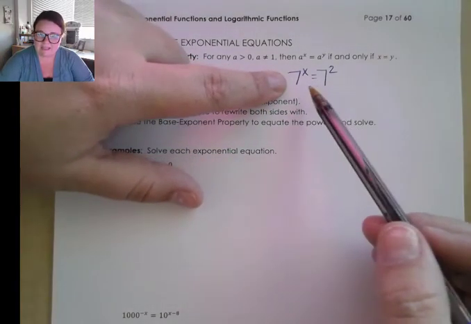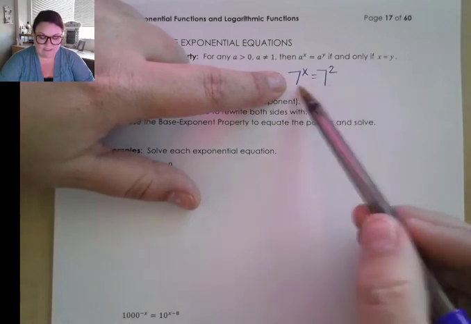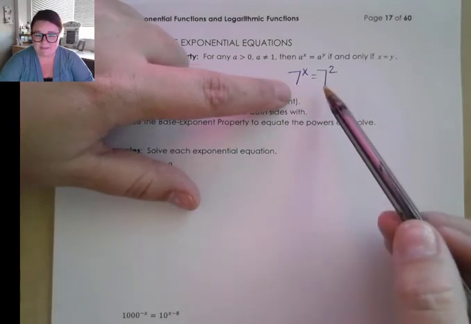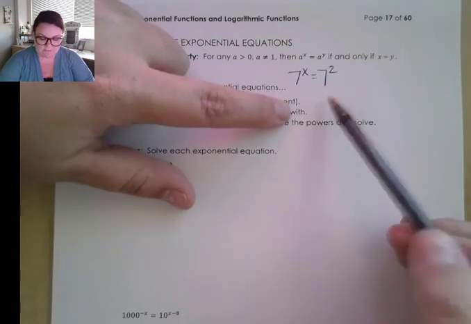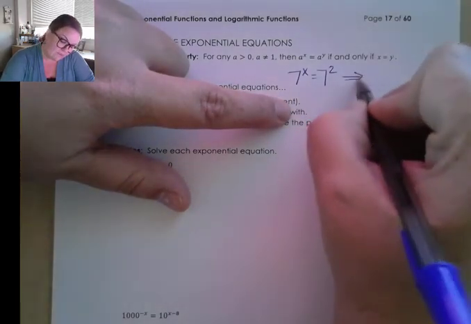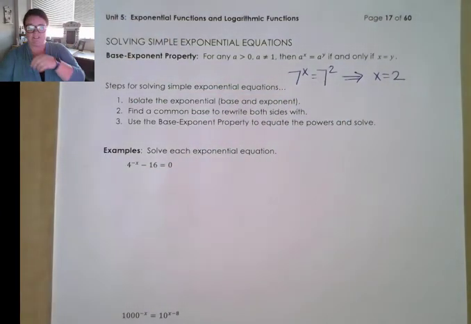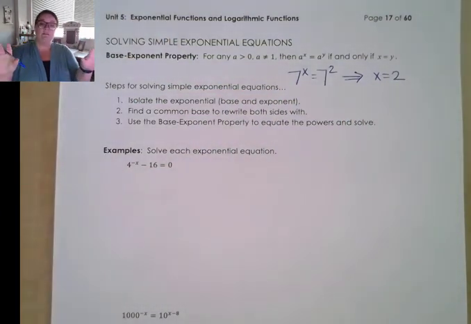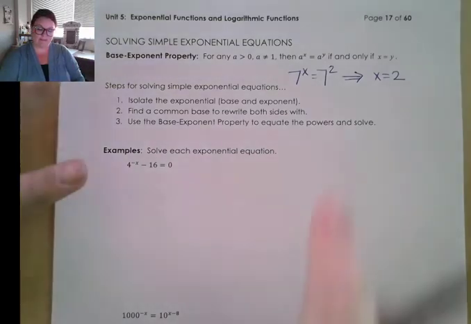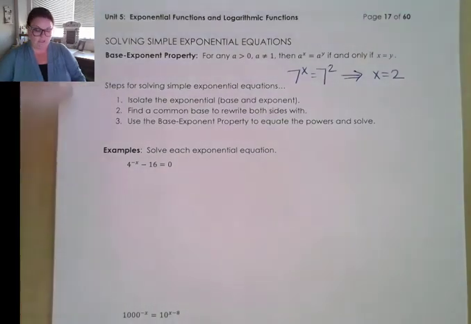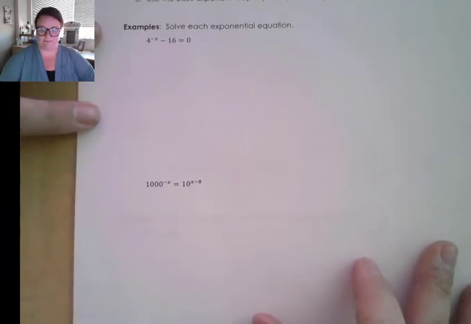So what this is saying is if you have an exponential equation where both sides have the same exponential base, we can just drop the bases and assume that this means x equals 2. So that's our strategy: to try to make both sides be written with the same exponential base so that we can just drop the base and solve the equation that's left over by the exponents. Okay? So here are our steps for solving. Let's go ahead and jump into an example.